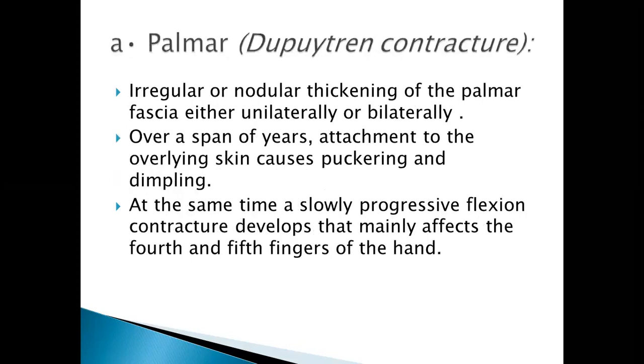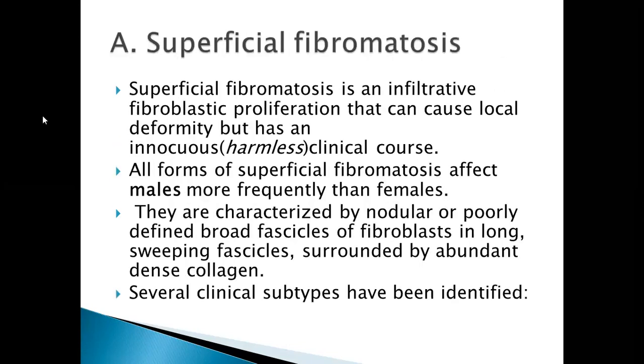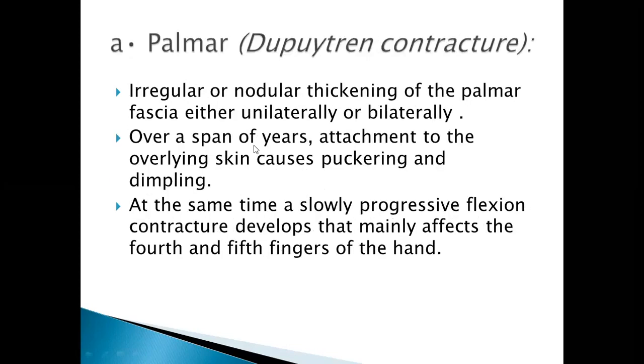Let's discuss the types. First, palmar fibromatosis, or Dupuytren contracture: irregular or nodular thickening of the palmar fascia, either unilaterally or bilaterally. Attachment to the overlying skin causes puckering and dimpling. At the same time, a slowly progressive flexion contracture develops that mainly affects the fourth and fifth fingers of the hand.